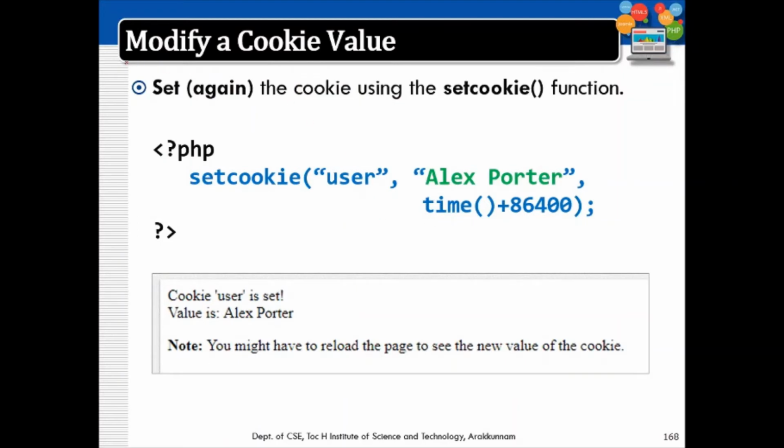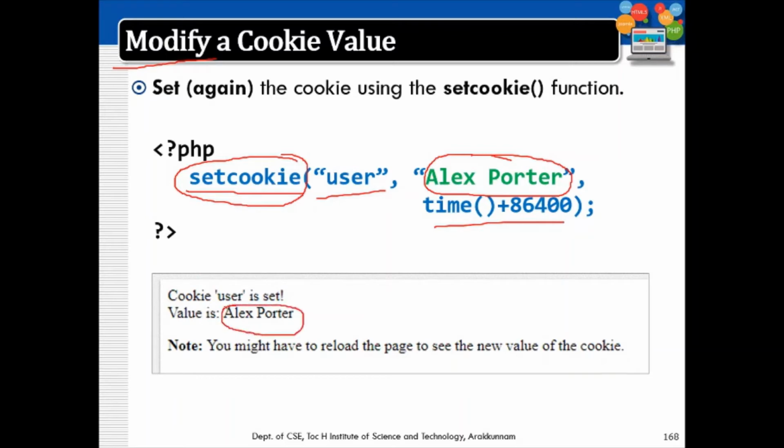Now, editing or modifying a cookie value can be done with the same setcookie function. There is no different function for editing or deleting cookies. We have to give the name of the cookie here, and whatever new value you want to give can be given over here, and the time also has to be set. Previously it was John Doe for the name of the cookie. Now if you try to access it, it will be Alex Potter. So this is how you change a cookie value. No new function to be remembered, the same setcookie function, but only the value has to be given as the new value.